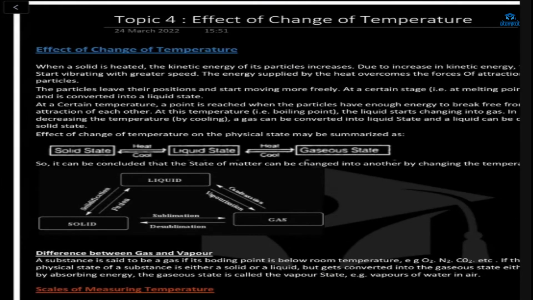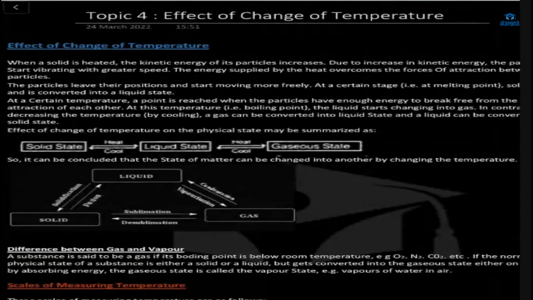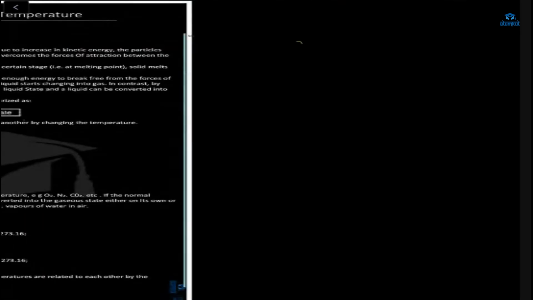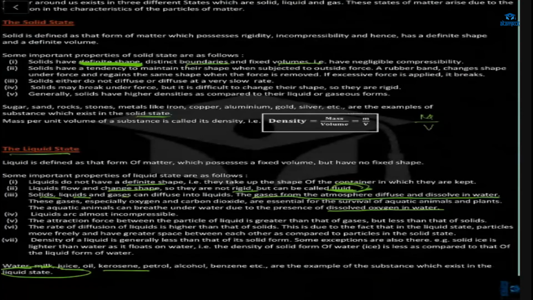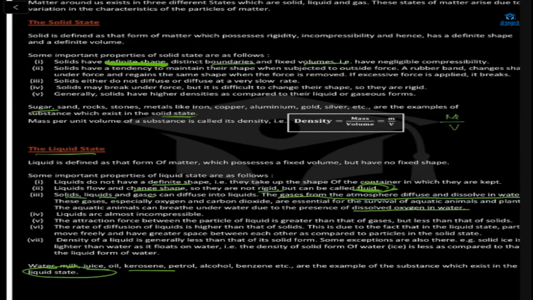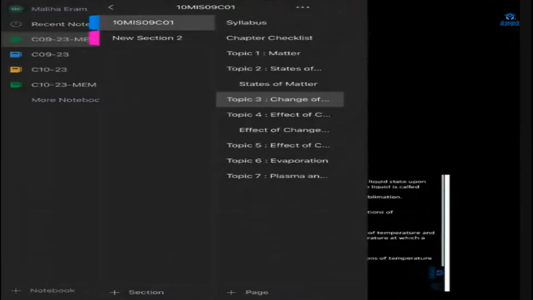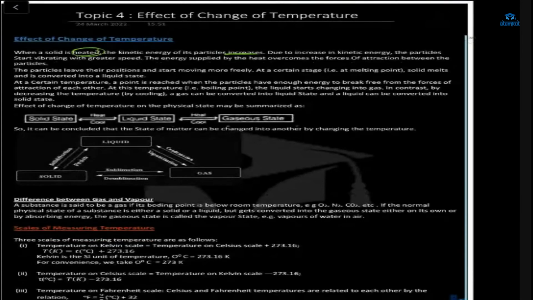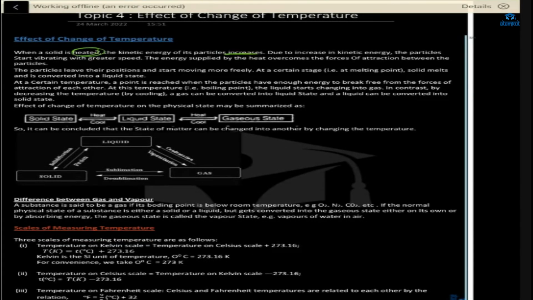Now, effect of change of temperature. When a solid is heated, the kinetic energy of the particles increases. For example, a solid. Give me an example of a solid. Table? Okay, table. Notebook, rock. Notebook is also a solid. So when we heat any solid, its kinetic energy will increase.